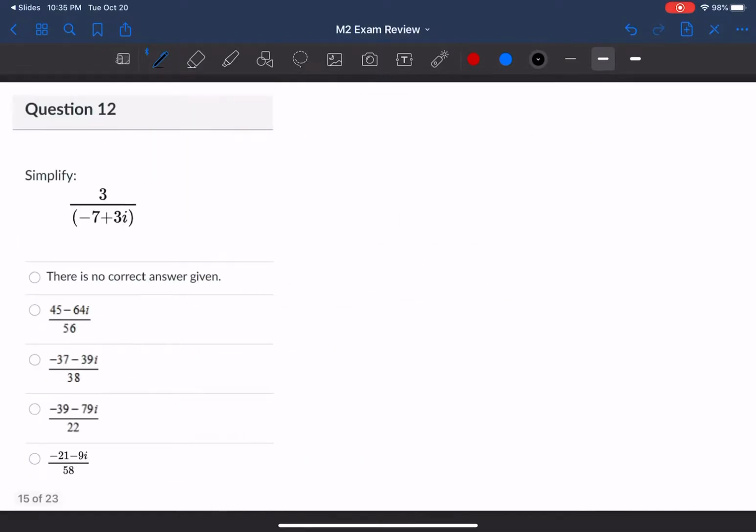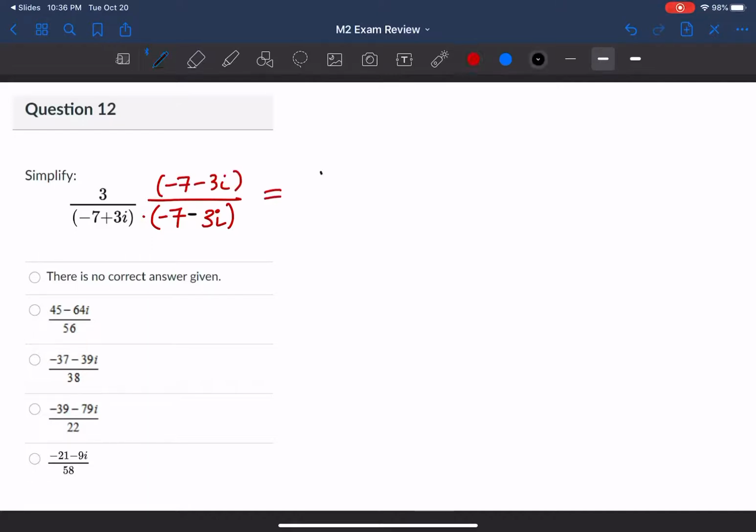Okay. Next one, number 12. Simplify 3 over negative 7 plus 3i. Just like the radical, when you have a fraction or division with a complex number, you are going to multiply everything by its conjugate. So it's going to be negative 7 minus, because we had a plus earlier, 3i. So that's my conjugate, okay? Everything stays the same except you change the middle sign. And you have to multiply that on the top as well.